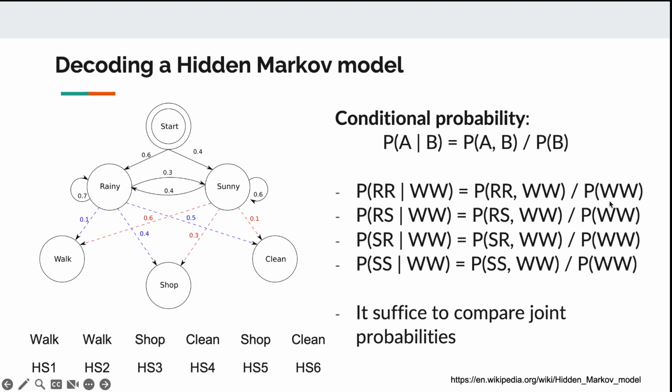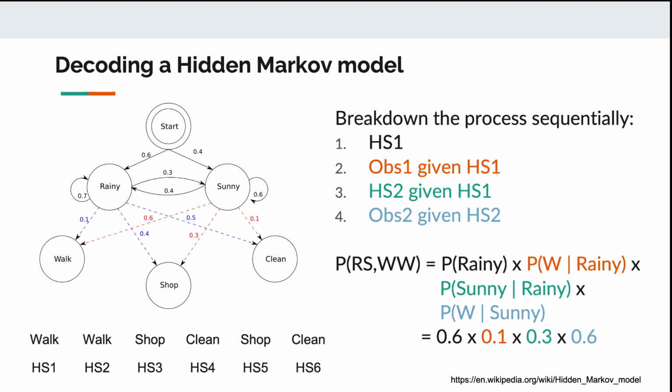And because we notice that the division by the probability of walking and walking is the same in all 4 terms, if we want to compare which one is greater, then we can just calculate the joint probability. We don't need to care about the divisor. So we can just calculate the joint probabilities, and whichever is higher, we think that one is good. So let's do that.